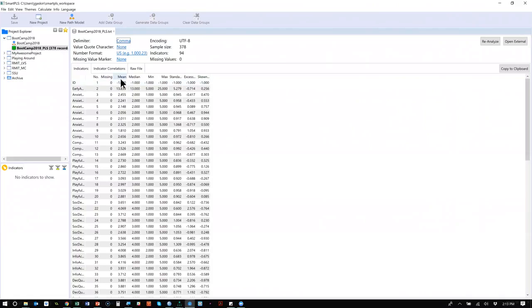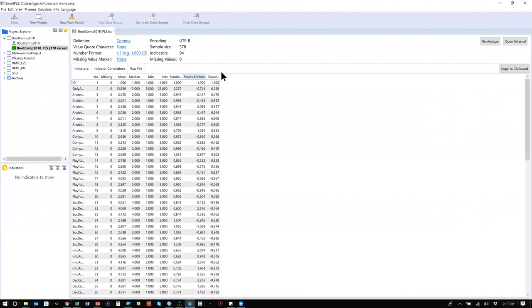Okay. Now, it even tells you, if you go look at the output that came here, it shows you how many are missing, what the mean is, what the median is, the min, max, standard deviation, excess kurtosis. Let me open that up. Excess kurtosis and skewness. And so if you want, you can do a little data screening right here. I'm going to sort by missing. How about that? If I click on the missing column, it sorts it by missing. I don't have any missing, so it's zeros.